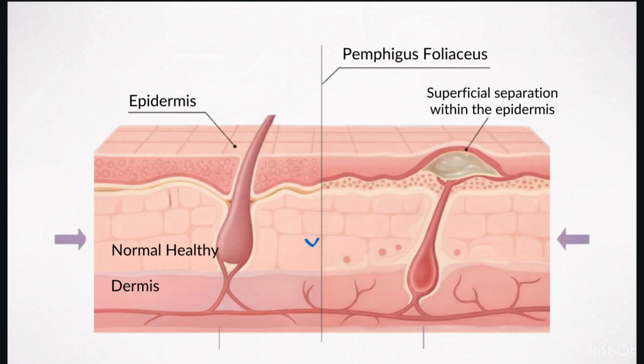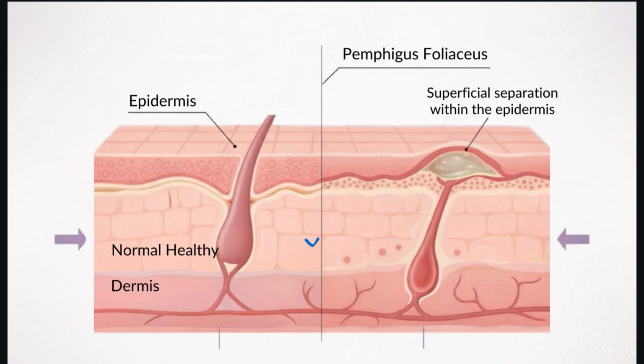Foliaceus is actually characterized by circulating autoantibodies, specifically an IgG antibody that affects desmoglein 1. Desmoglein 1 is a protein that keeps the adhesion between skin cells. So when desmoglein is lost, we have a loss of skin adhesion, resulting in a condition called acantholysis. This is actually a simple pathophysiology.